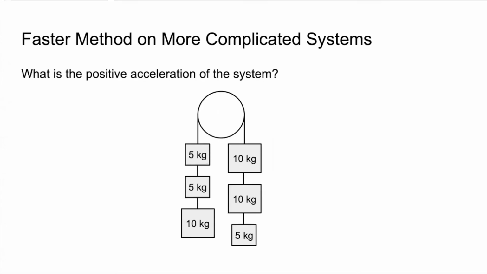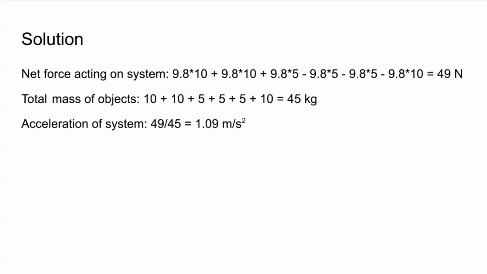You can use the faster method to solve more complicated systems. So for this system, if you're going to use the first method, then you would have a lot of different ropes and each one has its own force of tension. So in your system of equations, there will be a lot of variables and that will take a long time to solve. However, to solve this using the second method, we first find the net force acting on the system. So we add up the forces of gravity acting on the blocks on the right side, since the right side's heavier. So we get 9.8 times 10 plus 9.8 times 10 plus 9.8 times 5.